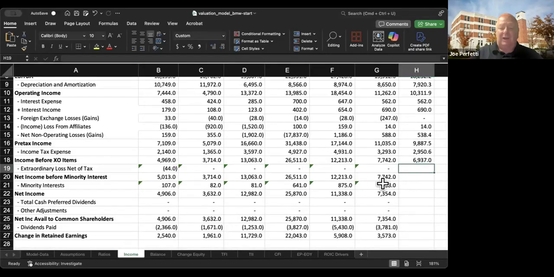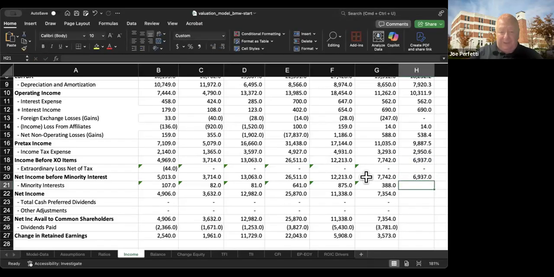Now we have extraordinary loss. By definition, an extraordinary loss or gain is non-recurrent. It's extraordinary. It happens out of the blue. So they shouldn't happen in the future. And we shouldn't know about an extraordinary item in the future because then it wouldn't be called extraordinary. So we are just going to call these extraordinary items zero. They're unknowable, right? So we're not going to forecast them. So net income before minority interest equals the income before extraordinary items minus the extraordinary item.